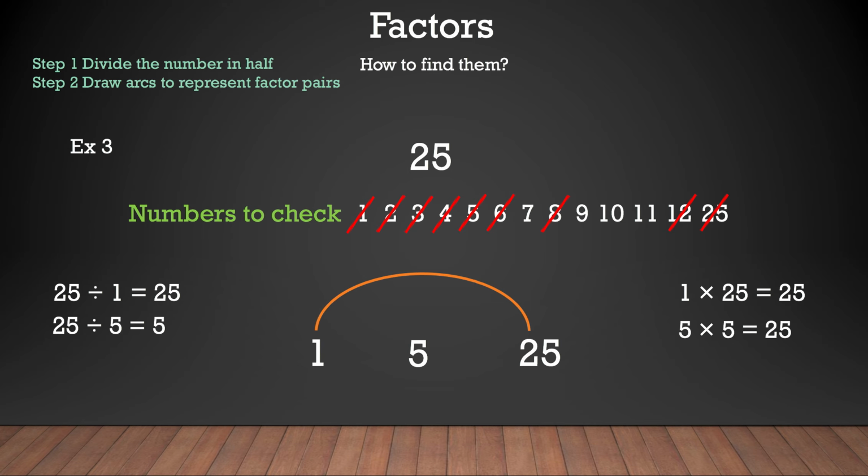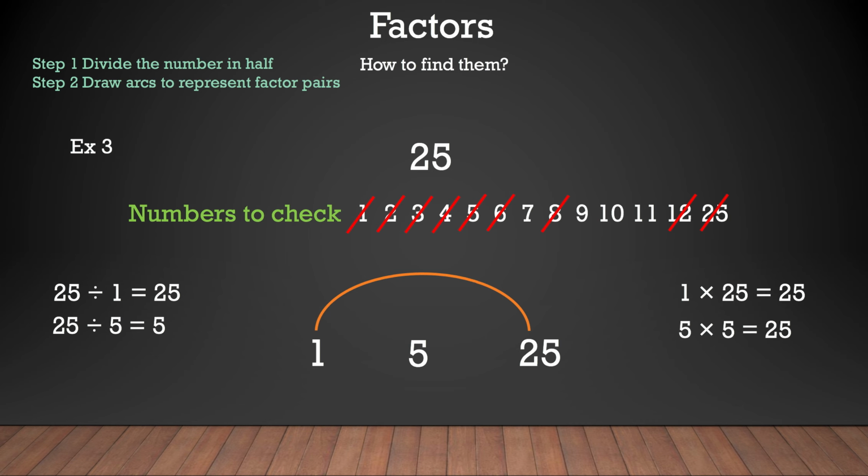Why? Let's go ahead and check with division. 25 divided by 5 is 5, and 5 times 5 is 25. So since the number is being multiplied by itself, we only write it once. And now let's check the other numbers. But before we do that, half of 12 is 6, so we can go ahead and stop here, and these are your factors of 25.